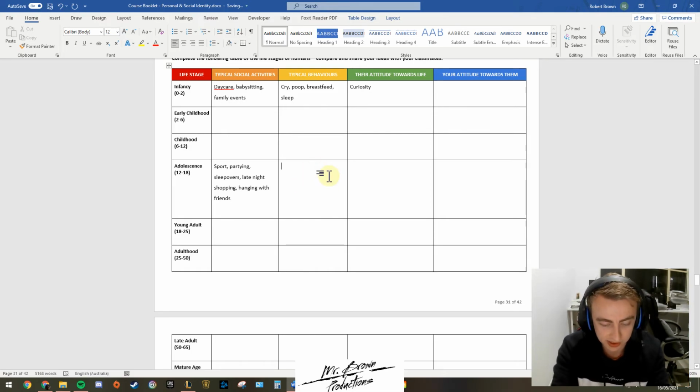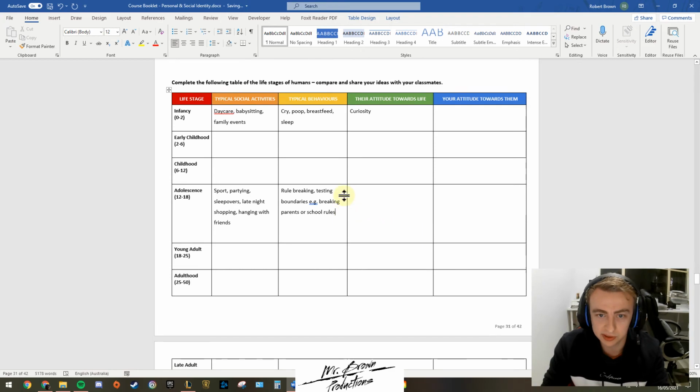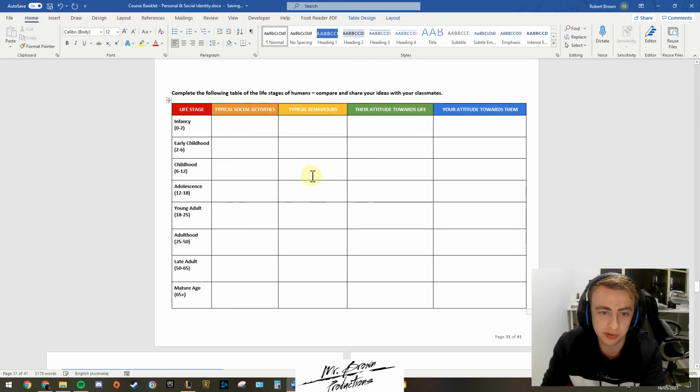Their typical behaviours. I know rule breaking, testing boundaries, we could say illegal activity, but we won't go too far down that rabbit hole. But you can be more specific here. So say testing boundaries, so e.g. breaking parents' or school rules. Okay, so things like that are some typical behaviours. I'll let you guys go on with the rest there. I think I've given you enough examples there.